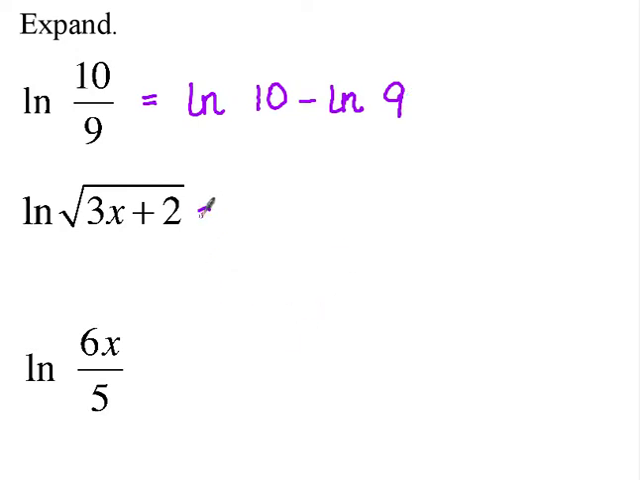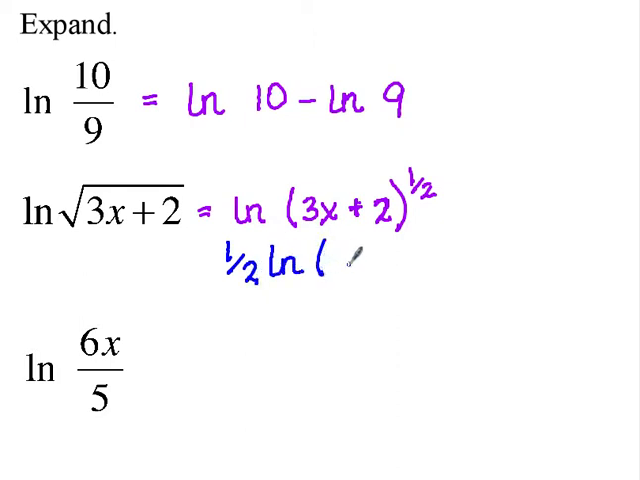Now the next one, if you notice, is a little different. The very first thing I'm going to do is write that as 3x plus 2 to the 1/2 power. What do I do with that power? I bring it to the front. So my answer will be 1/2 ln of 3x plus 2. That's your final answer on that one. I want you to work on that third one.